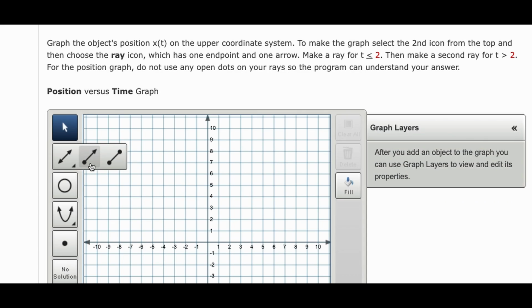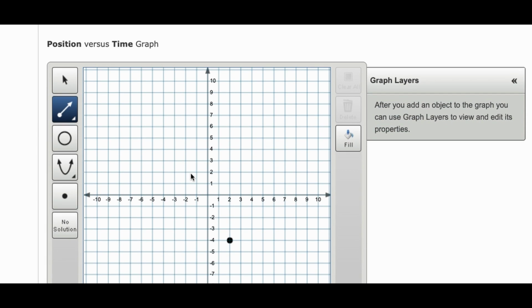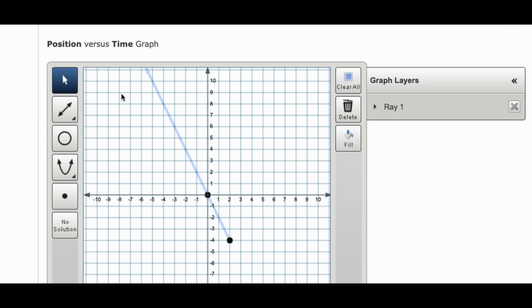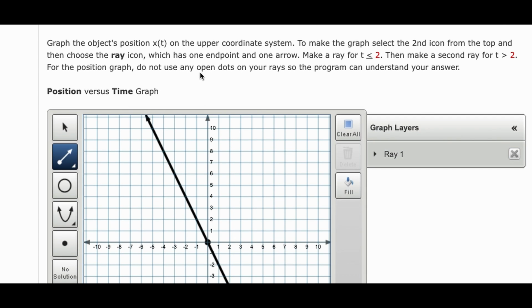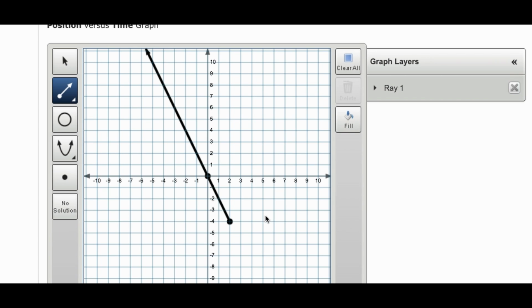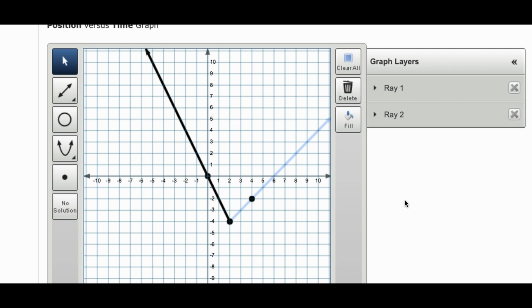For our position, let's try to construct what we did. Here, I believe you have to use all closed dots. It says don't use any open dots. So like that. That would be good.